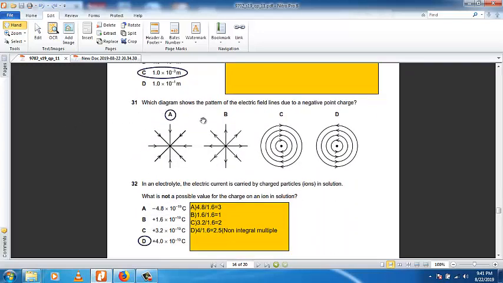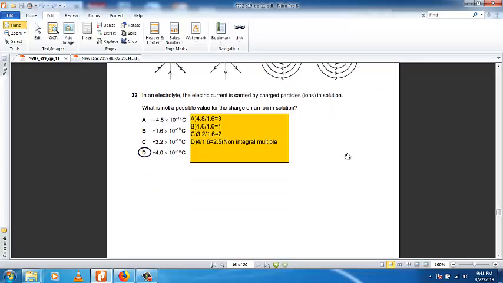Question number 31: which diagram shows the pattern of electric field lines due to an isolated point charge? So it's A, it's coming towards the center. This is for a positive charge, and these are for into the page and out of the page.